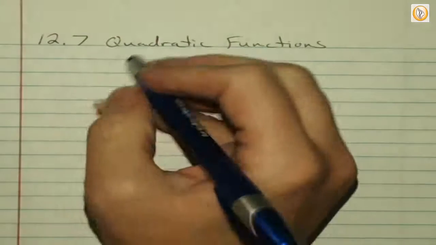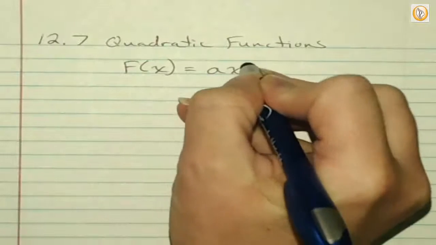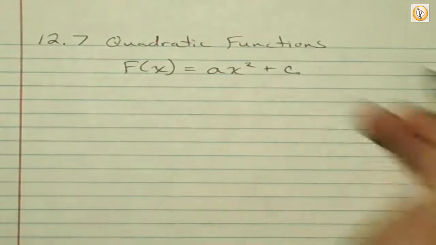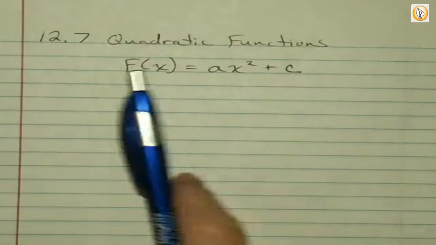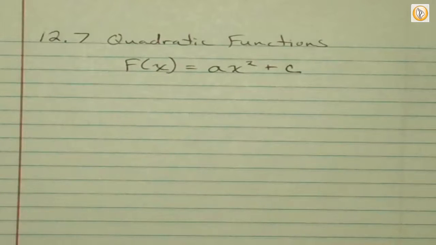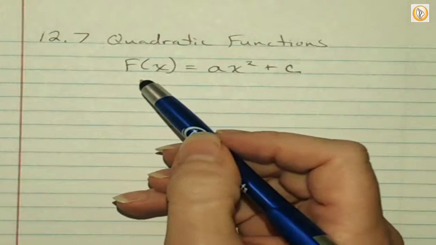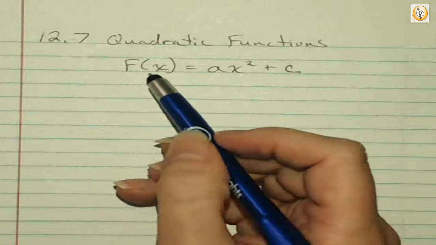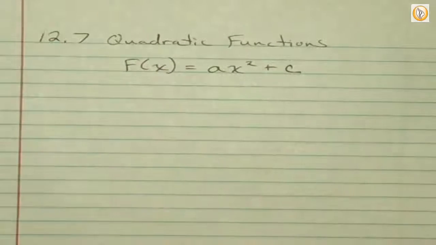The formula is f of x equals ax squared plus c. Don't spend too much time on that. It's just f. Now, if you remember this right here, f of x, we had g of x. That's what denotes that we're talking about a function right there.